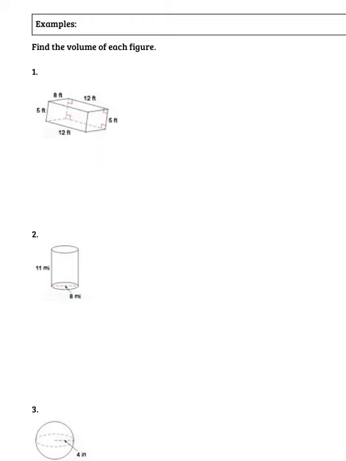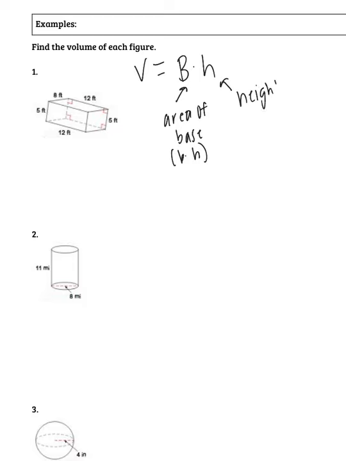Okay, so we're going to say volume equals big B times H, where big B is the area of the base. And remember, the base in this case would be a rectangle. So you have to do base times height for that rectangle. Then you multiply by the whole height of the prism. So that is the height of the prism, not the height of the base.